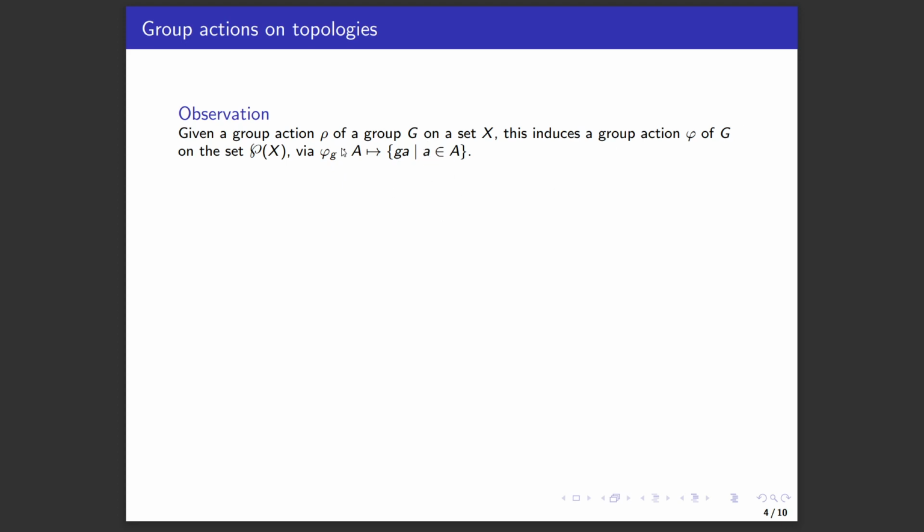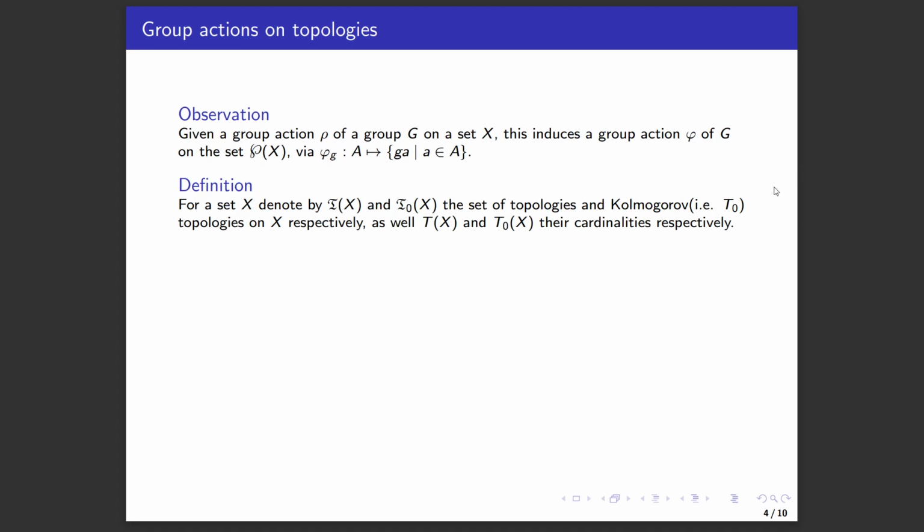And so this gives us an action of G on the power set of X. Now, given an element of G, we can act by this element on a set in the power set and get another set in the power set. For each element g, this is a bijection, because multiplying by elements of G are all bijections. And we can check that this in fact defines a group action on the power set.